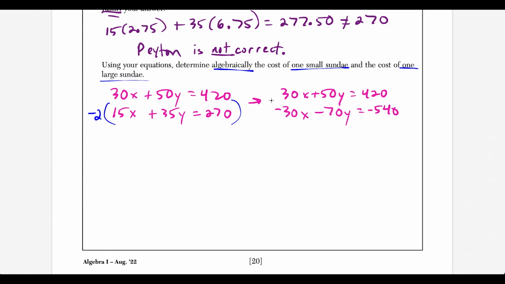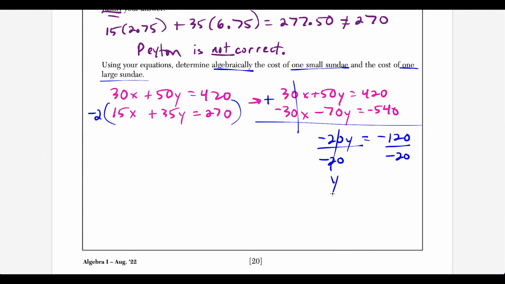So now what we could do is add these equations together. These terms are going to eliminate. 50 plus -70 is -20, and we just tack on the y, and this is going to equal -120. Now divide both sides by -20, and that's going to give us y equals 6.